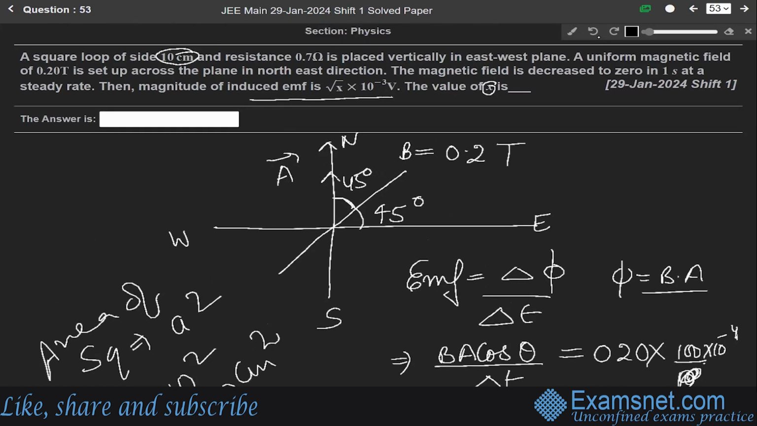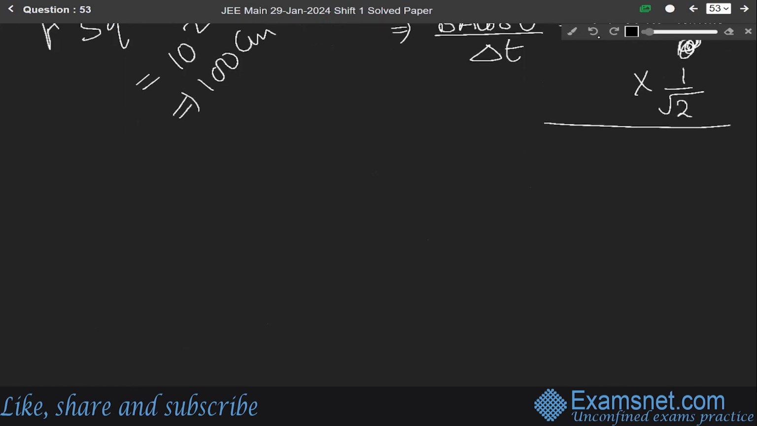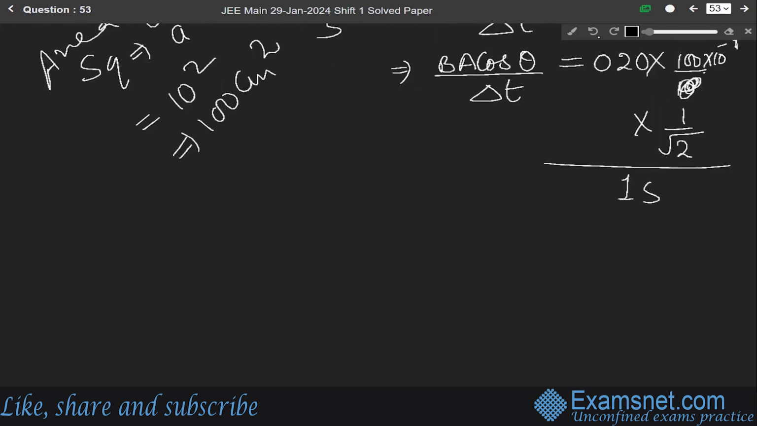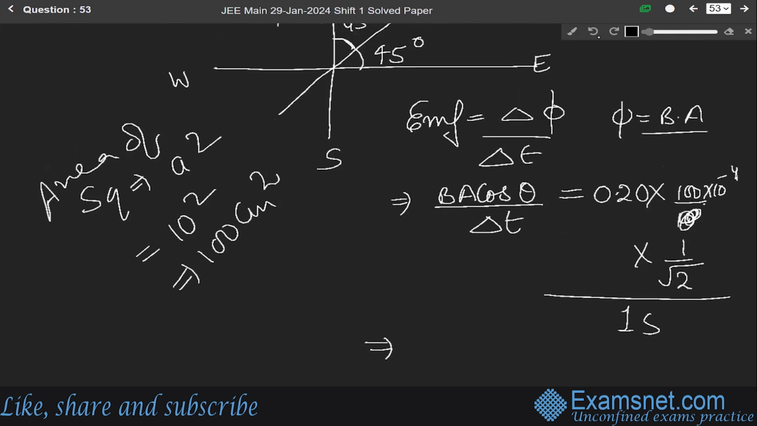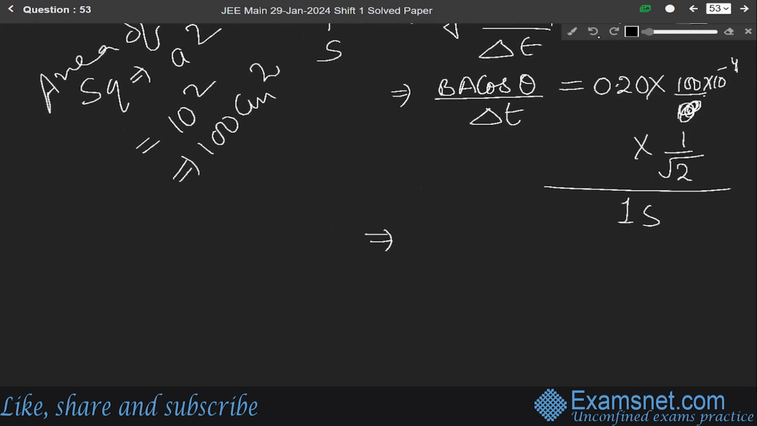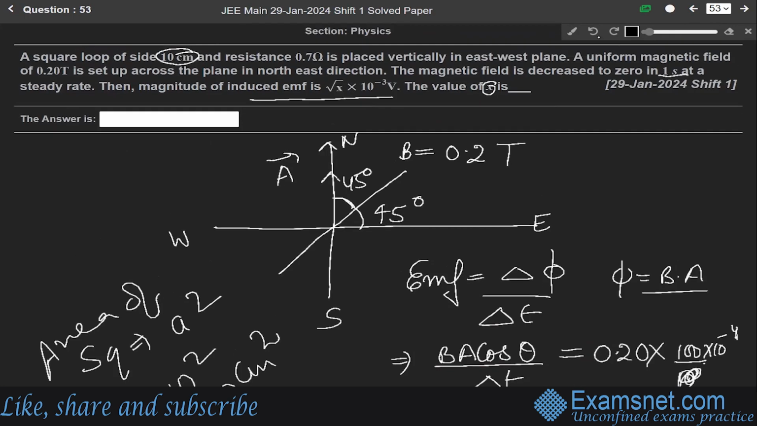Delta t is given as time is 1 second, okay. So 1 s. So solving it we get 1.414 into 10 to the power minus 3 volt, and 1.414 is what? Under root 2 into 10 to the power minus 3 volt. So the value of x is 2.